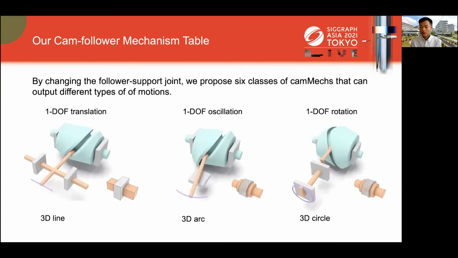Our CamMechs also support outputting 1 degree of freedom motion, including 1 degree of freedom translation, 1 degree of freedom oscillation, and 1 degree of freedom rotation. The output path can be a straight line, a straight arc, or a straight circle, respectively.